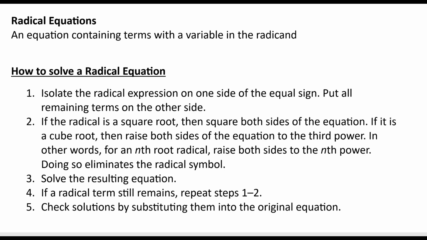Solve the resulting equation. If a radical term still remains, which sometimes it will if you have more than one radical term, repeat steps 1 through 2 so you can isolate the radical again and then square it out or cube it out or whatever. So check solutions by substituting them into the original equation.